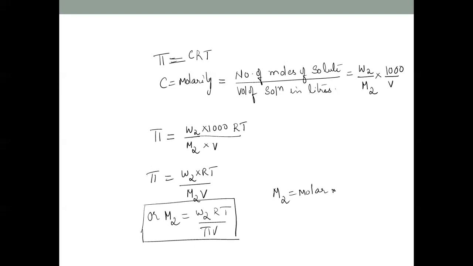M2 is the molar mass of solute. So using this osmotic pressure, we are able to find out the molar mass of different solutes or different substances. If the known weight W2 is dissolved in a known volume of the solvent, everything else we know here. Yes, R is the gas constant. So M2 can be found out, right? We can calculate the molar mass of the solute.